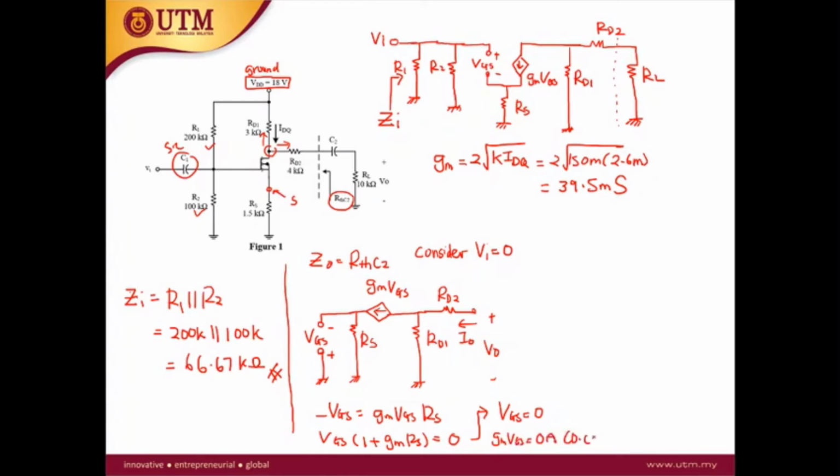When VGS is 0, GM VGS is equal to 0 ampere. This is an open circuit. So what will happen to this circuit? We will only see RD1 and RD2. So the answer is RTH-C2 is equal to RD1 plus RD2. So this is 3 kilo plus 4 kilo. So the answer is 7 kilo ohm.